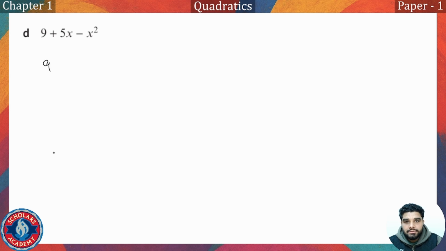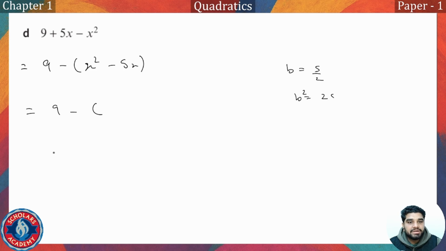Next part. Again, ignore 9. Take negative common over here. We have x square will become positive and 5x will become negative. Now middle term, half of middle term is b. It means b is equal to 5 by 2. B square is equal to 25 by 4. We'll add that and subtract that. X square minus 5x plus 25 by 4 minus 25 by 4.